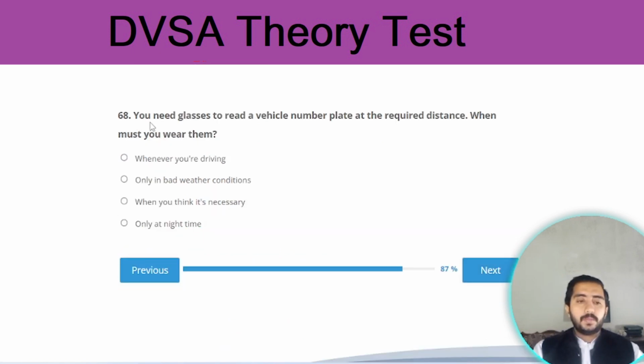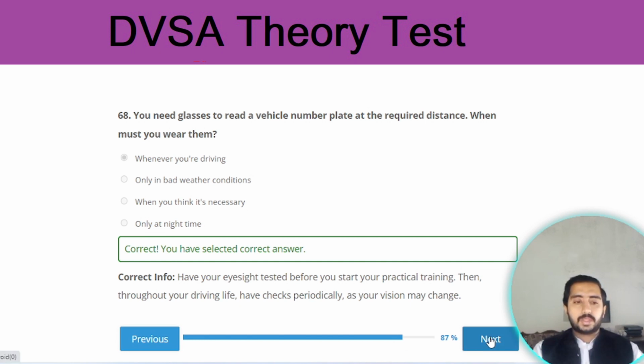Question 68. You need glasses to read a vehicle number plate at the required distance. When must you wear them? The correct option is whenever you are driving. Option A is the correct option. Next question.